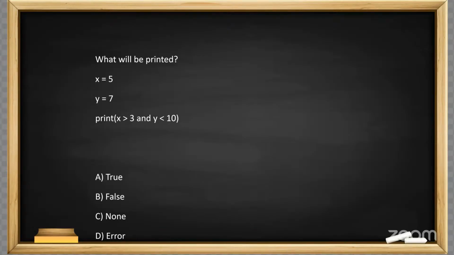True. That's right, it's true. Here, whatever condition we are writing is true, and this one also is true. So true and true will become true.